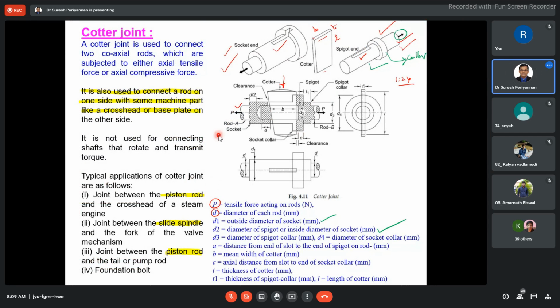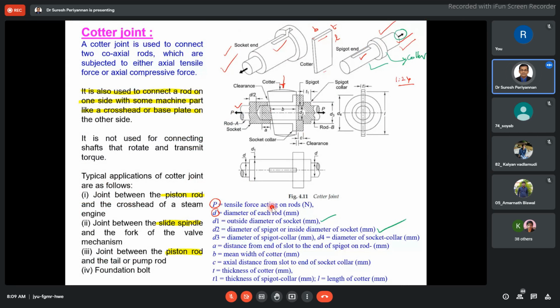Anyway, we will discuss this for a few minutes now. What are the typical applications of the cotter joint? The joint between the piston rod and the cross head of a steam engine, the joint between the valve spindle and fork of the valve mechanism, the joint between the piston rod and the pump rod, and the foundation bolt.